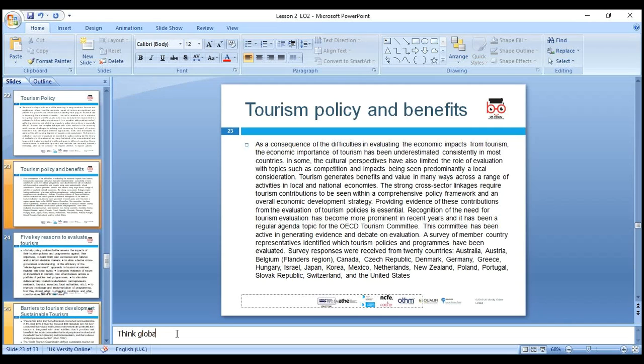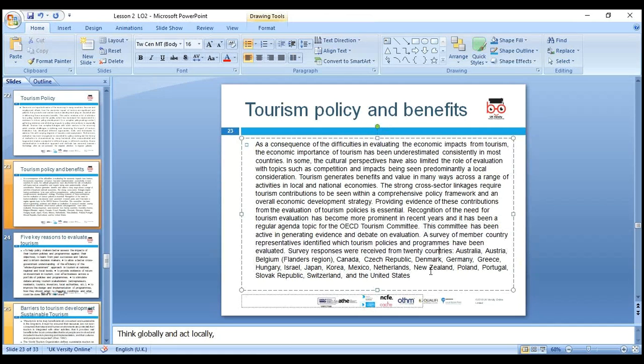think globally and act locally. So always when you make the policies, you need to be the committee. A lot of research happens in all these countries, all about how they can benefit.